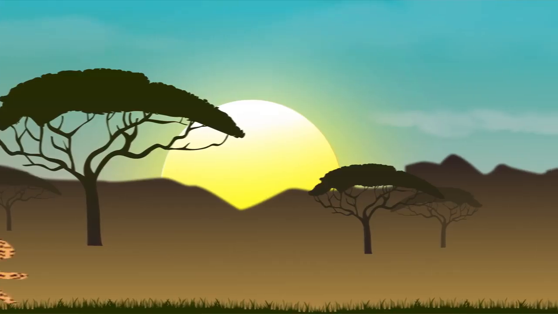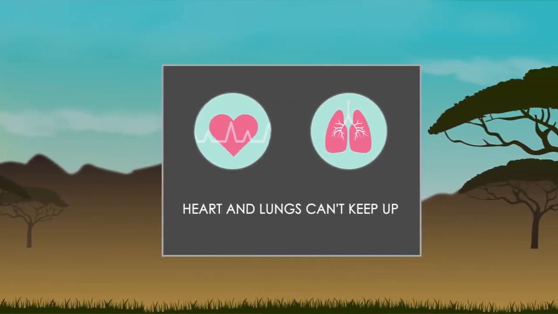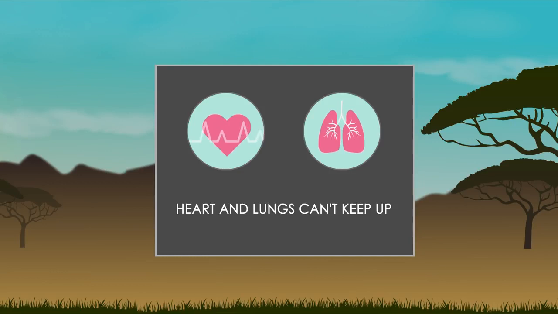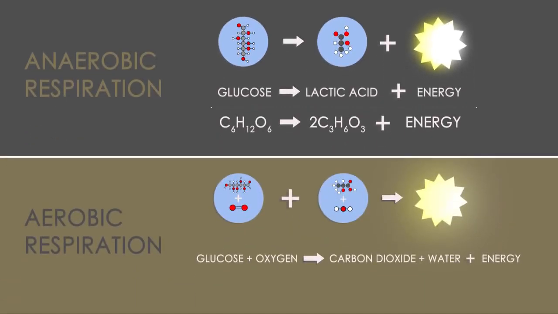Starting with animals. A cheetah sprinting to catch some prey cannot take in enough air and blood around the body fast enough for aerobic respiration. The heart and lungs can't keep up, so anaerobic respiration is carried out instead. Here is the generalized equation for anaerobic respiration. See how it differs from aerobic respiration. There is no oxygen involved in anaerobic respiration. It is much less efficient than aerobic respiration, and much less energy is released. This is because the glucose is only partially broken down.